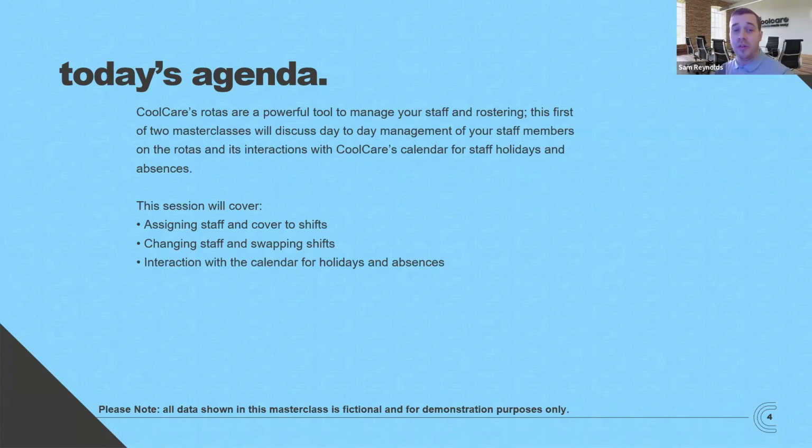So, adding our staff onto the rota and finding cover shifts, seeing which staff members are available and how that can affect things. How we can then change staff and swap shifts around if we need to move little things on the shifts that staff are assigned to, as well as how the calendar in CoolCare interacts with our rota for things like holidays and absences, and how that affects our shifts and the assignment of our staff members. So we're going to crack on and get to my demo system.